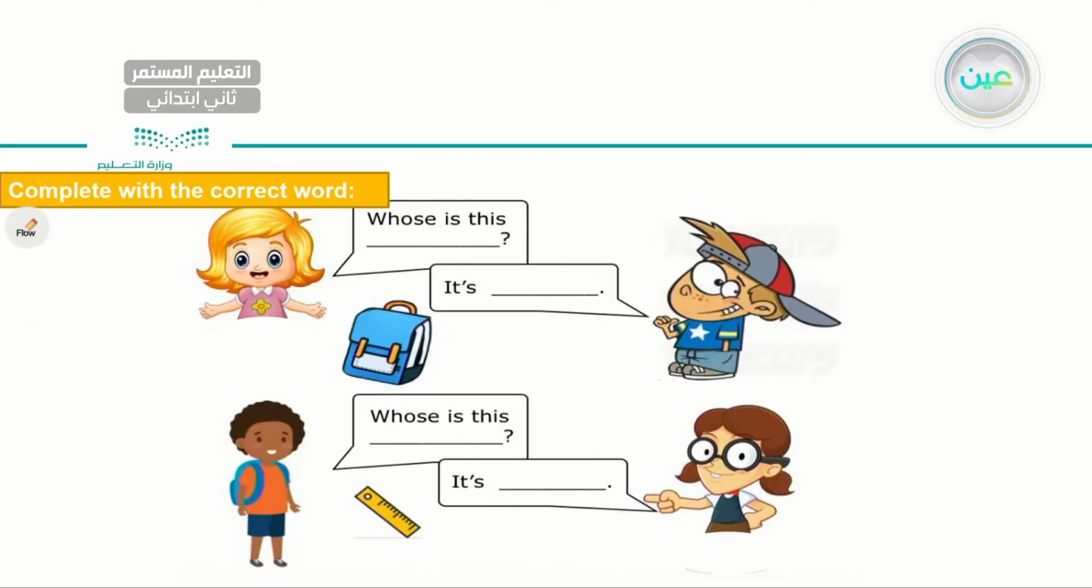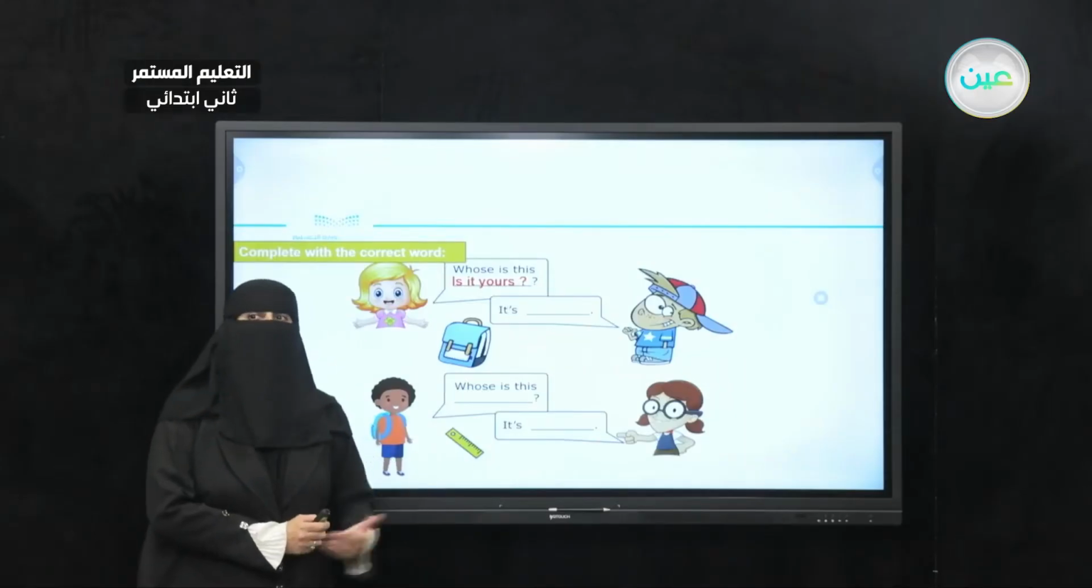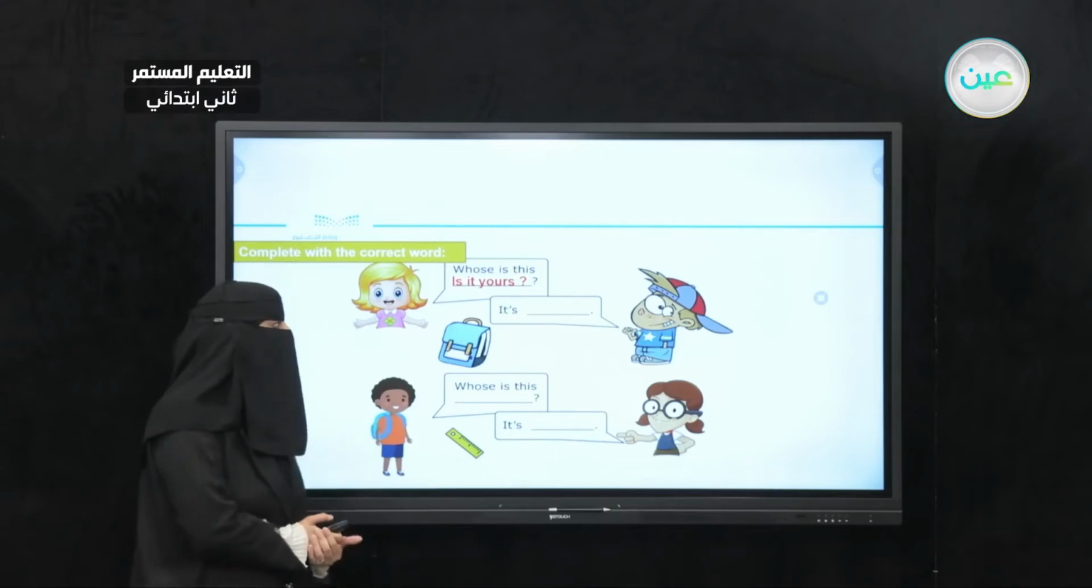Now, let's try to complete this conversation with the correct word. So, we might use a possessive adjective or a possessive pronoun. Okay? Whose? Now I have a bag. Whose is this? Is it yours? Whose bag is this? Is it yours?